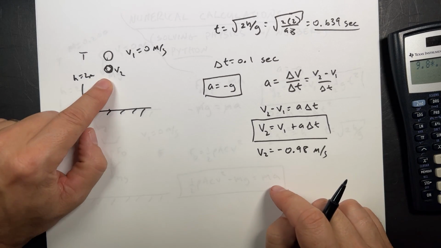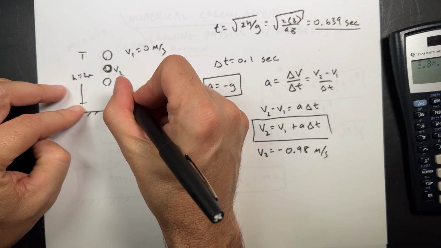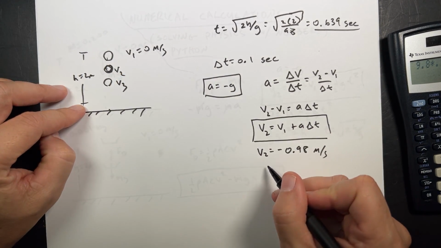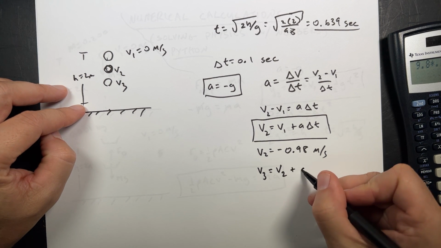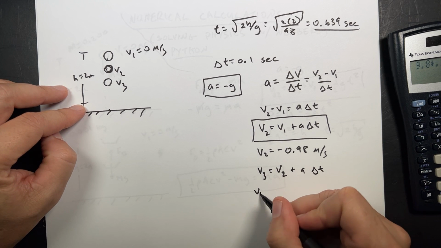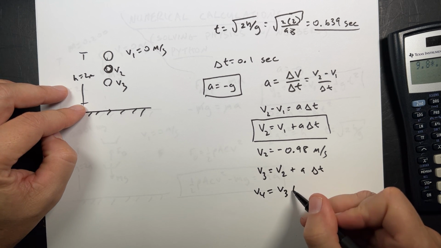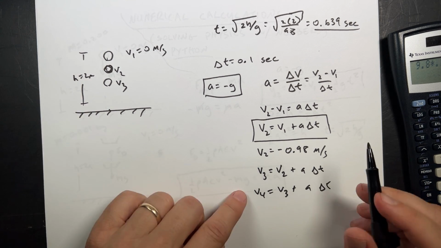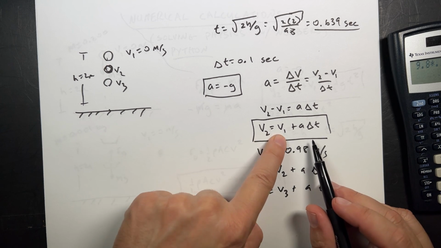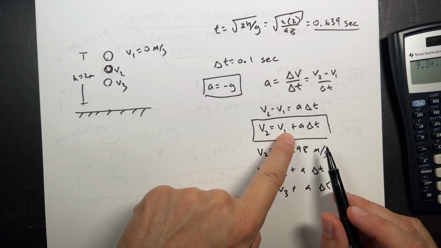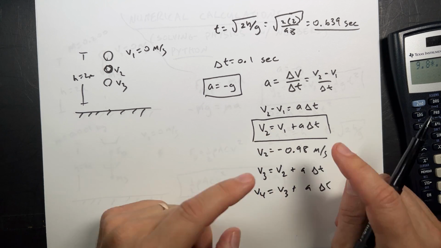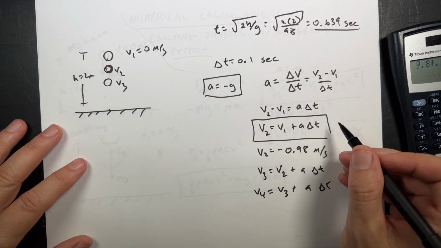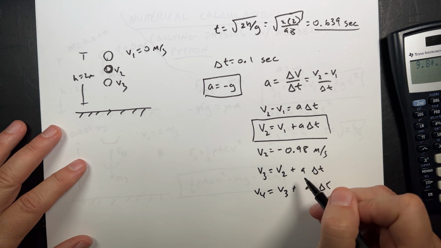If I want to find the next time interval, v3, I could do the same thing, right? I'd just say, well, v3 would be v2 plus a delta t. v4 would be v3 plus a delta t. So really, this equation works for any sets of i's, right? If I know the velocity at the beginning of the time interval and I know the length, I can find the new velocity. So it's kind of cool. We can call this velocity update.